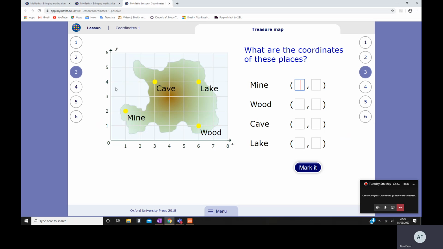Now, moving on. We've got to work out the coordinates of these places. So first one, we've got mine. So there's a mine dot. So I'm going to figure it out. Along the corridor, up the stairs, 1 across and 2 up. So 1 across, 2 up. Along the corridor, up the stairs, 3 across, 4 up.